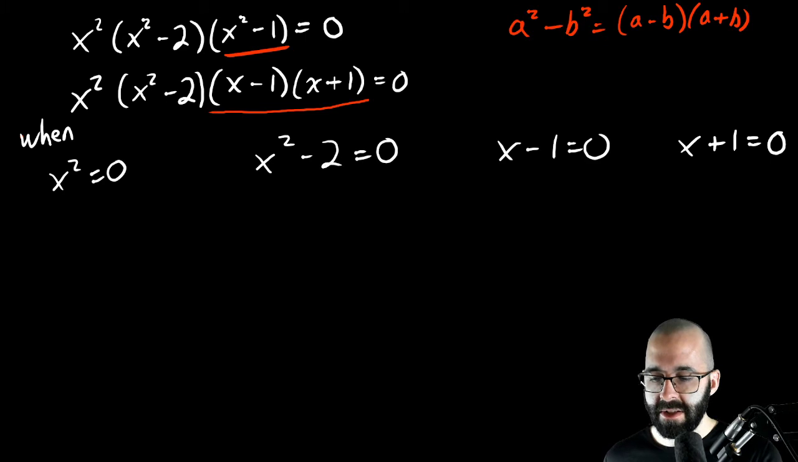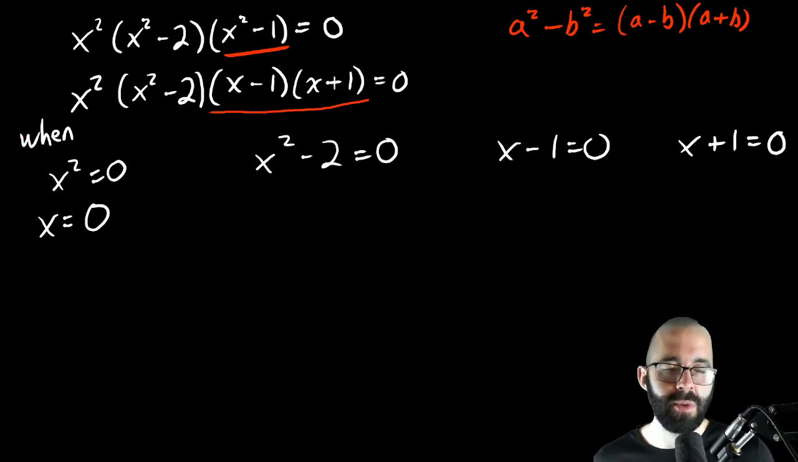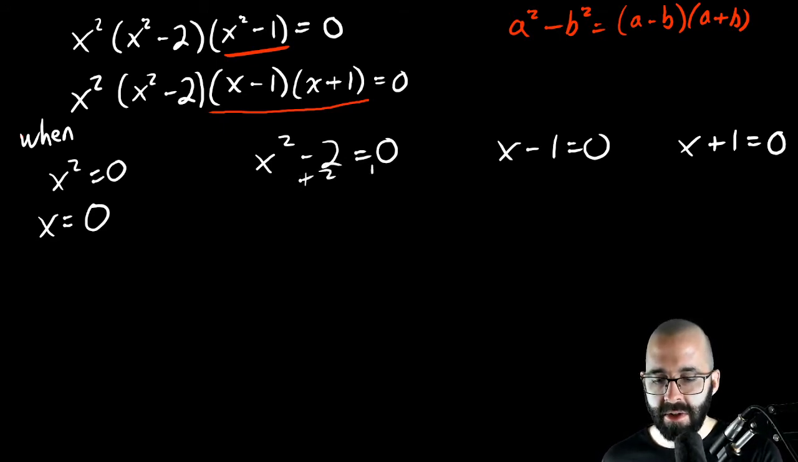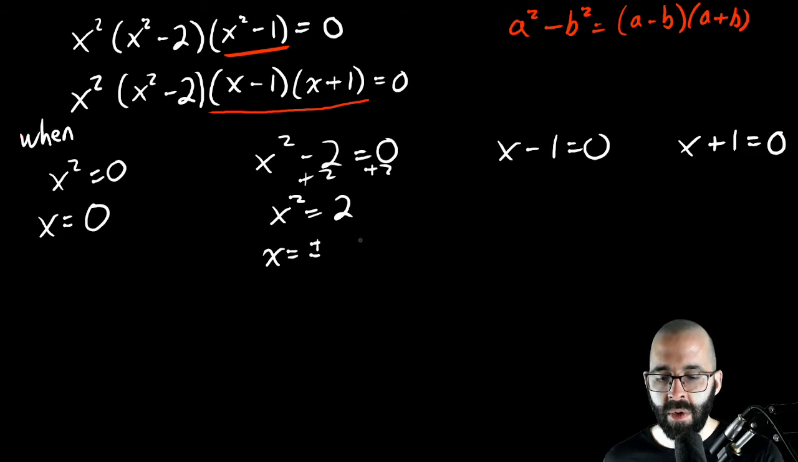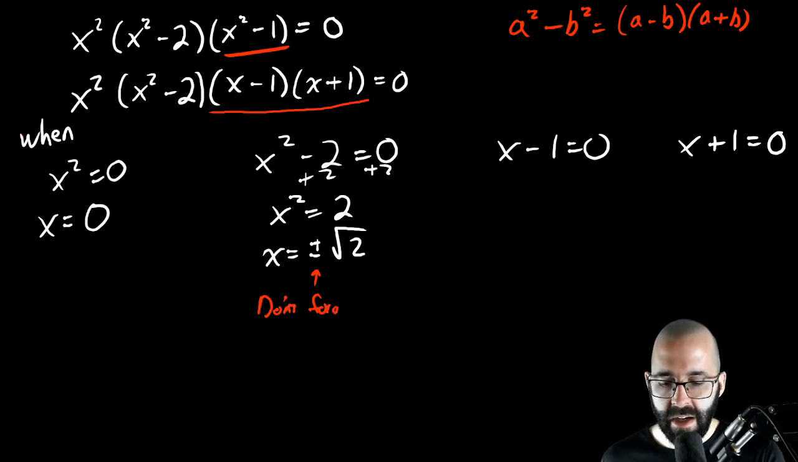So the first one, we can square root both sides. x is plus or minus the square root of 0, but plus or minus the square root of 0 is just 0. The second, add 2 to both sides. When x squared is equal to positive 2, take the square root, and whenever you square root both sides, you need that plus or minus. Don't forget me.